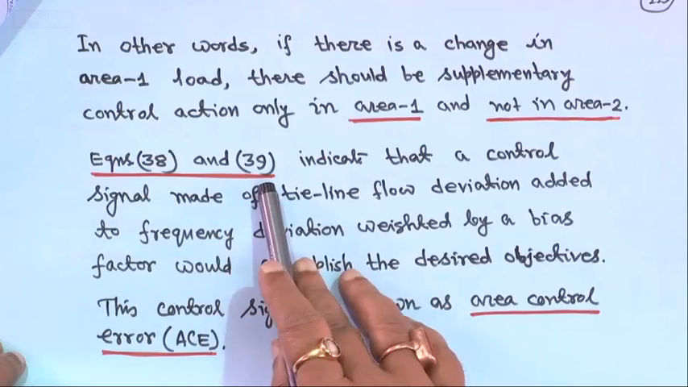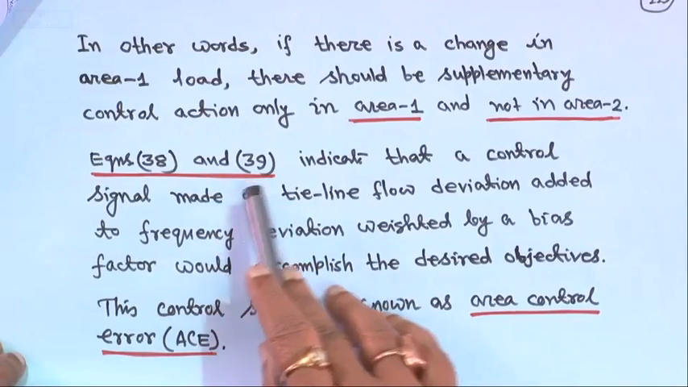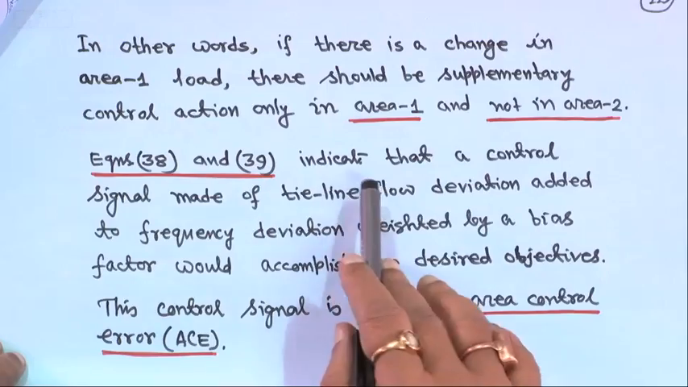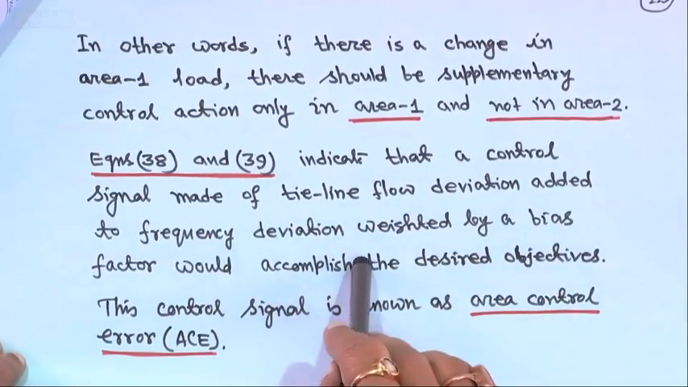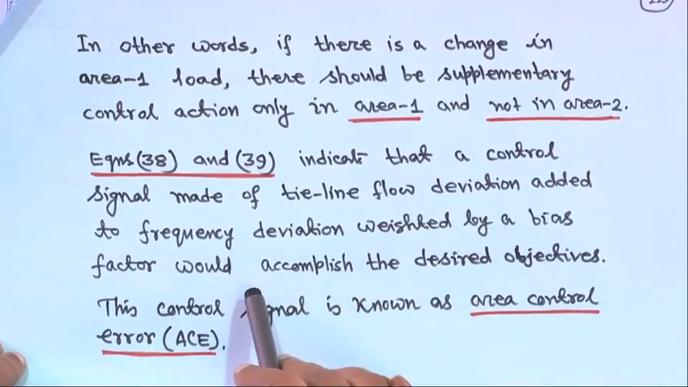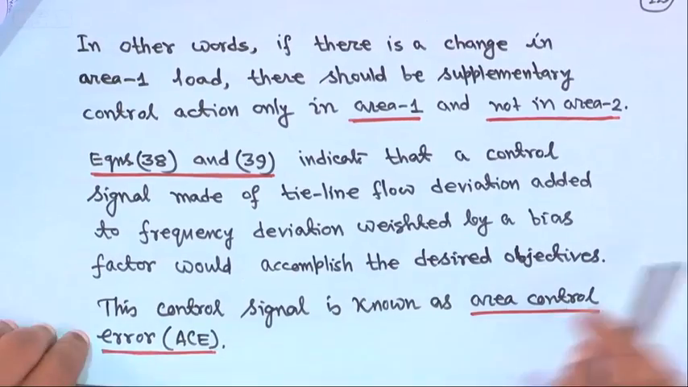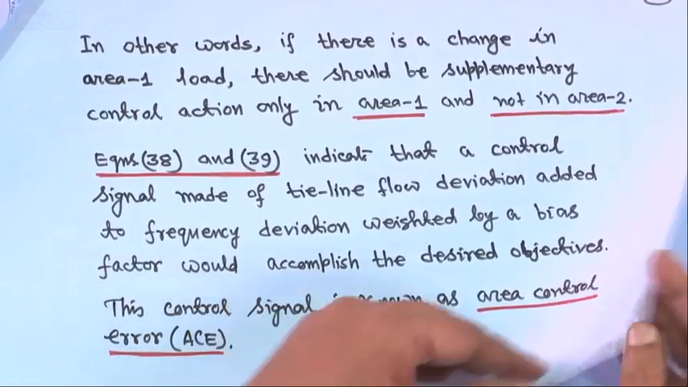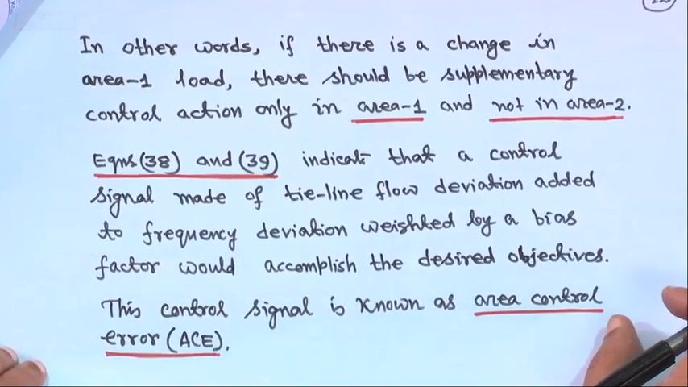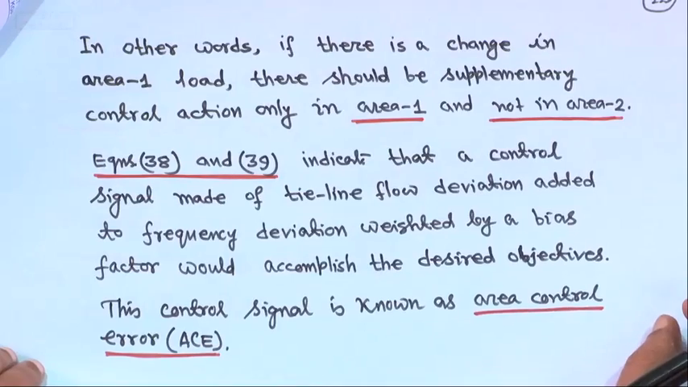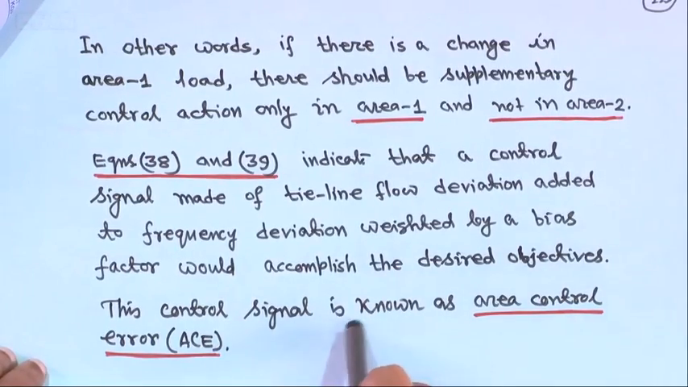Now, equations 38 and 39, those equations for delta F SS and delta P tie 1-2 SS, indicate that a control signal consisting of the tie line power flow deviation added to the frequency deviation weighted by a bias factor would accomplish the desired objective. In each area you have a steady state error in frequency as well as tie power deviation if there is no controller. So, this control signal we call the area control error, or ACE in short form.